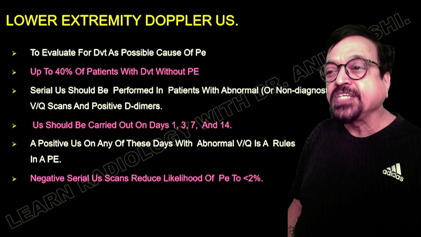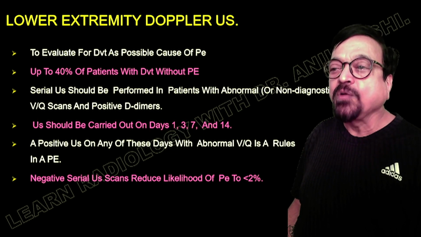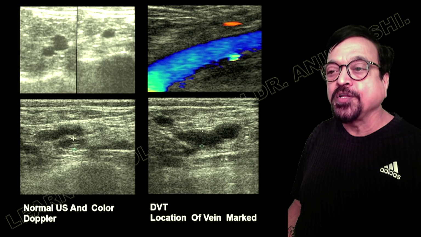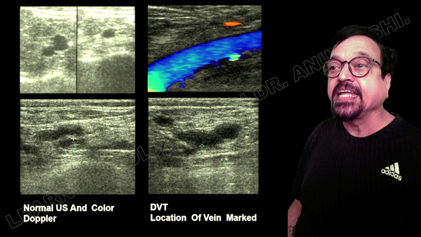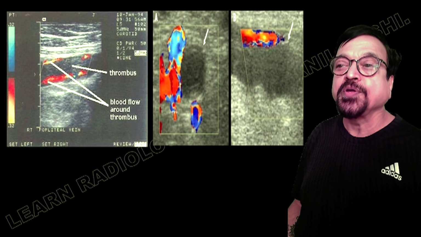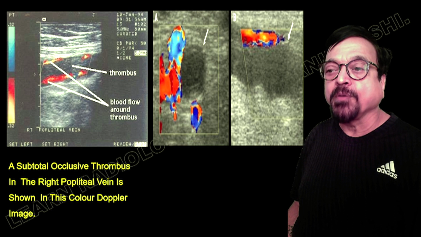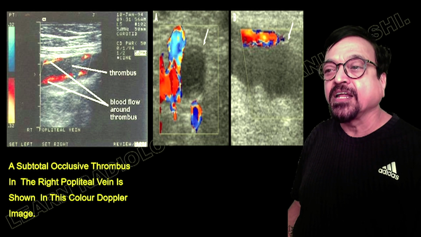Now negative serial scan reduces likelihood of pulmonary embolism up to 2%. Here we are seeing a normal US and color Doppler, where we are seeing a DVT. Again here we are showing you DVT, thrombus, a subtotal occlusion of thrombus in a right popliteal vein is shown in the color Doppler images.